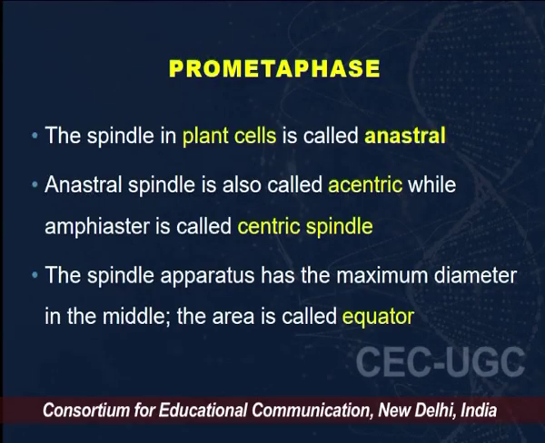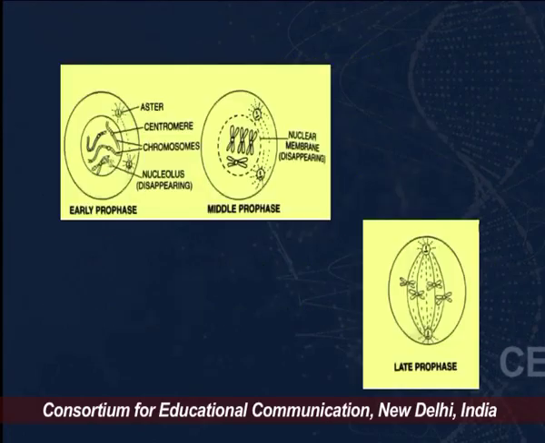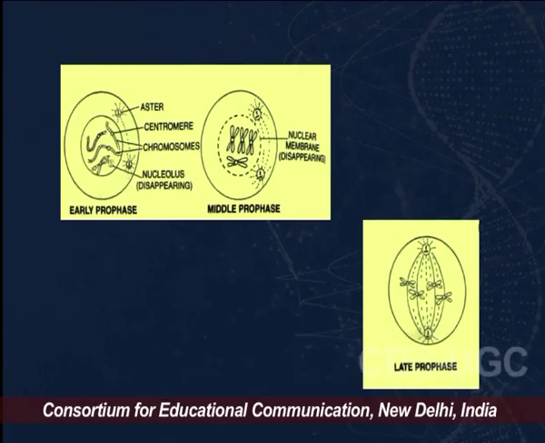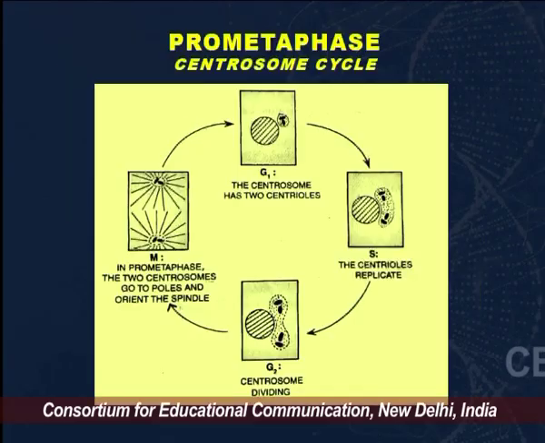The spindle apparatus has the maximum diameter in the middle, and this area is called the equator. If you look at this late prophase, in the middle you can see the maximum diameter, and at the poles the diameter decreases. This middle line, where the chromosomes are still lying in late prophase, is called the equator. Now, the pro-metaphase centrosome cycle.